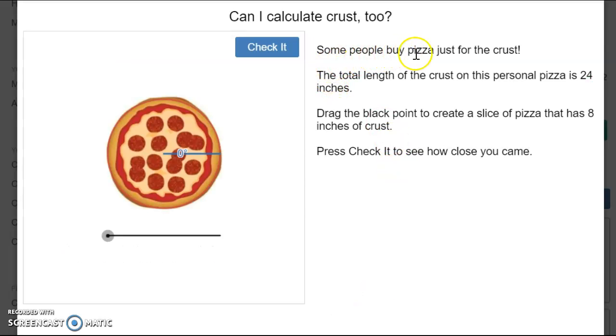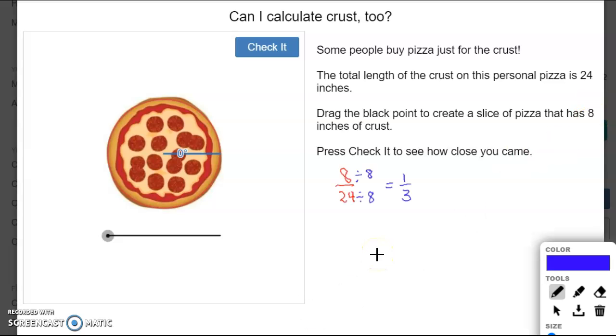Some people buy pizza just for the crust. That's me. The total length of the crust on this personal pizza is 24 inches. Drag the black points to create a pizza that has 8 inches of crust. So we're really dealing with, I just want 8 inches out of the possible 24. So what portion are we talking here? We're really talking about 8 over 24. 8 over 24 simplifies to 1/3.